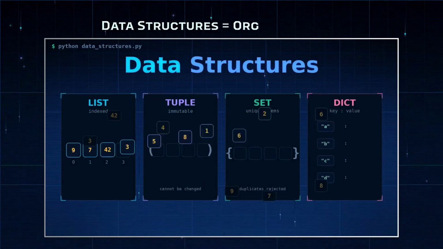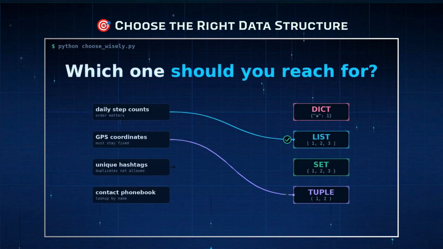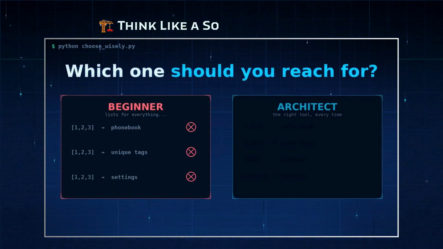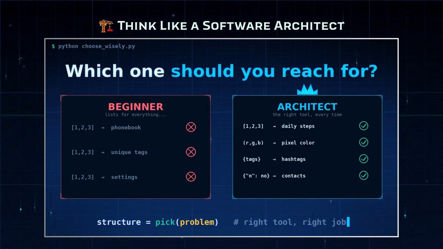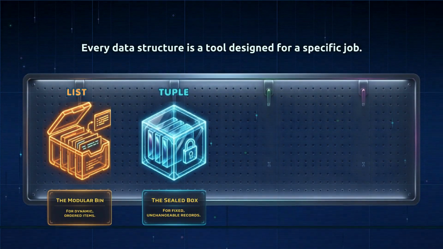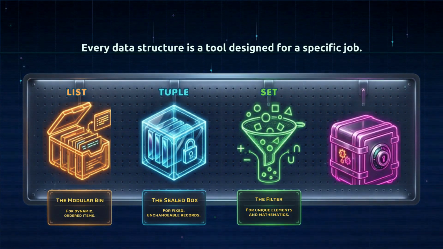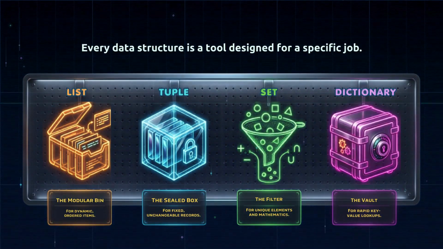Data structures are just objects that store and organize your data. Knowing which one to reach for is what separates beginners from true architects. Four ways to think about them: the modular bin for dynamic items. The sealed box for fixed records. The filter for unique elements. The vault for rapid key-value lookups.